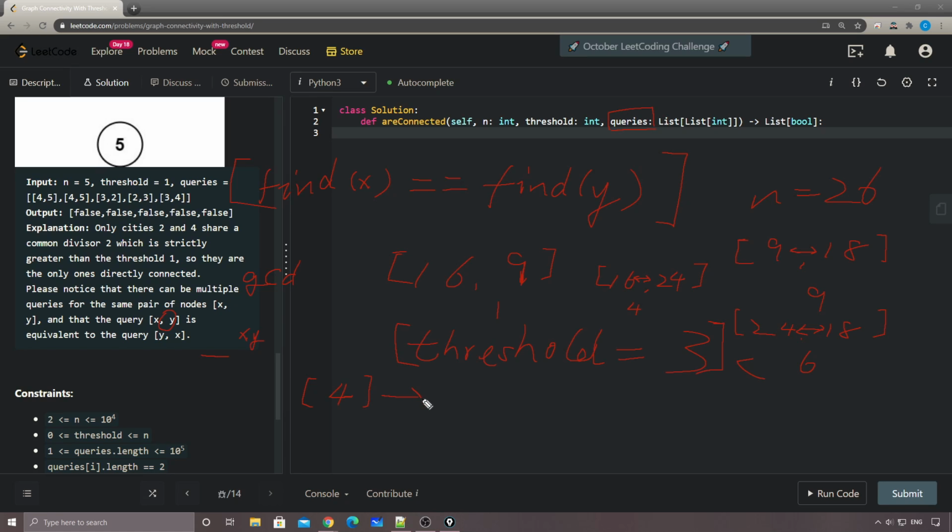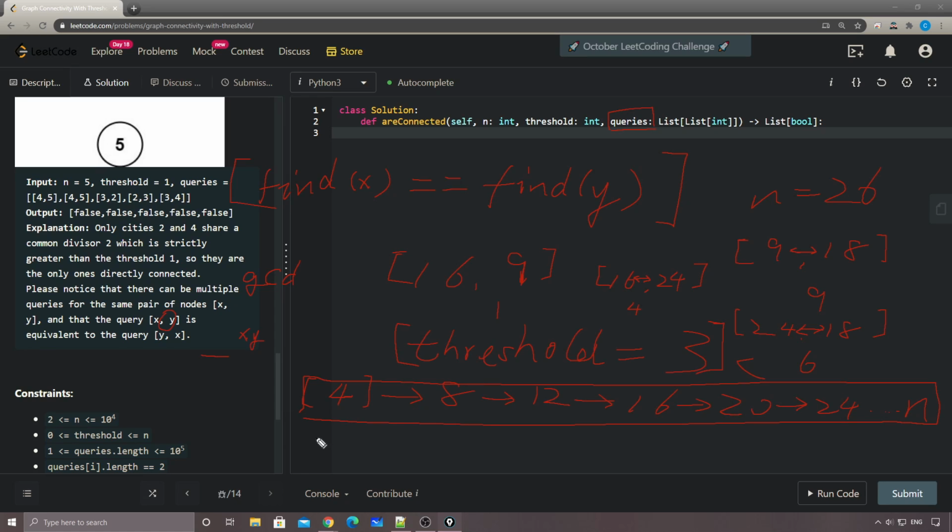So we have 4, and 4 is connected with 8, right? 8 is connected with 12, then 16, 20, and 24, until n. All those numbers are all connected, because they are all sharing the same common divisor, which is 4, which is greater than 3. So we can basically union all those numbers together.